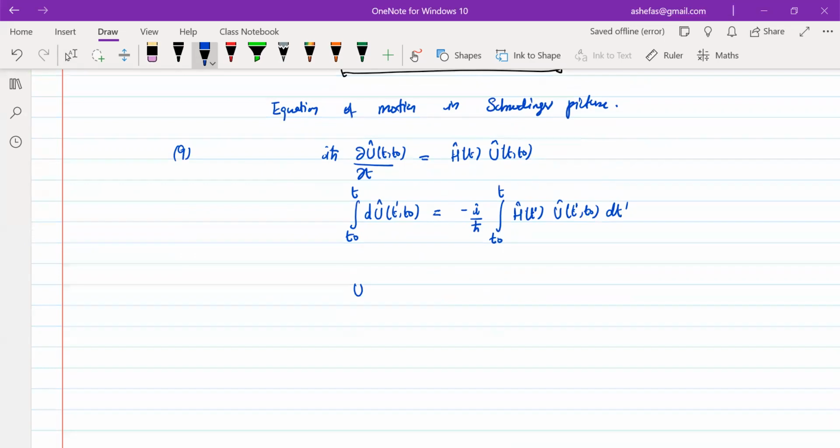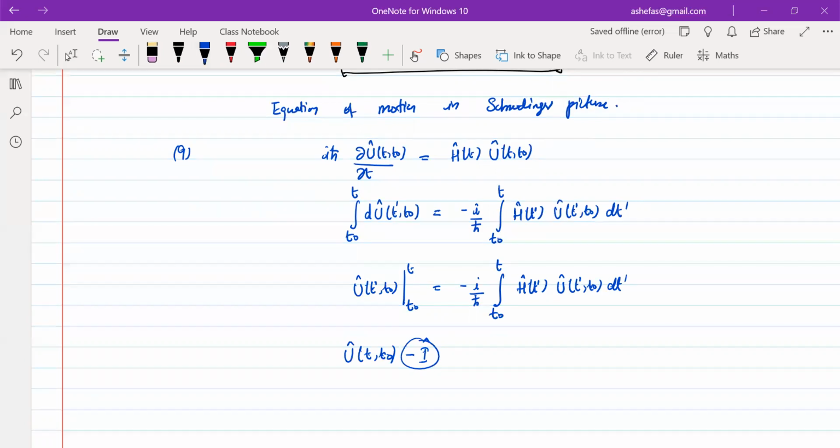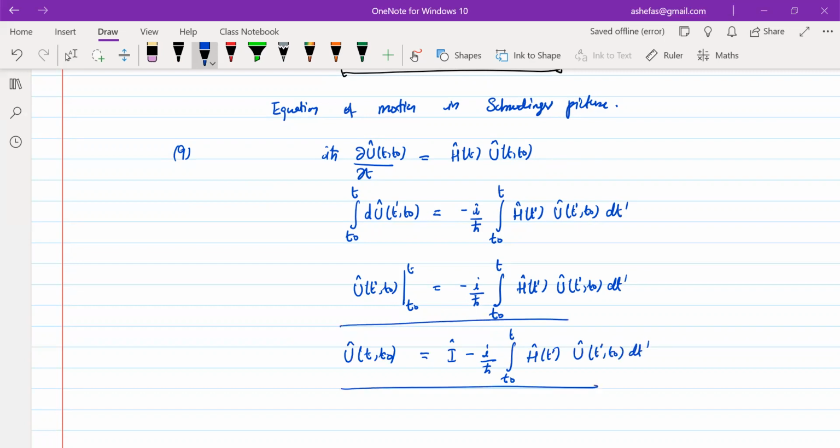If you integrate dU, we'll get U(t prime, t0) with the limits t0 to t equal to minus i by ħ integral t0 to t of H of t prime U(t prime, t0) dt prime. So put the limit. You will get U(t, t0) minus U(t0, t0), which would be identity, and this identity can be taken to the right side. So hence we can write U(t, t0) equals identity minus i by ħ integral t0 to t of H of t prime U(t prime, t0) dt prime, where t prime is just a dummy variable. So this is the integral equation for the unitary operator. It can be equation number 11.